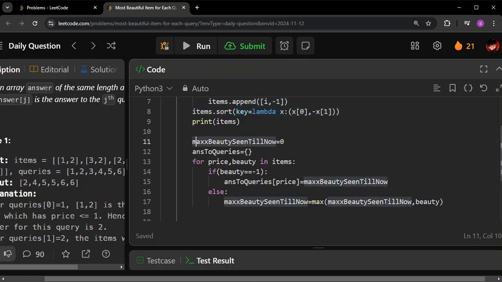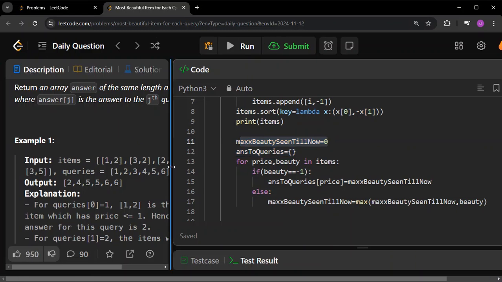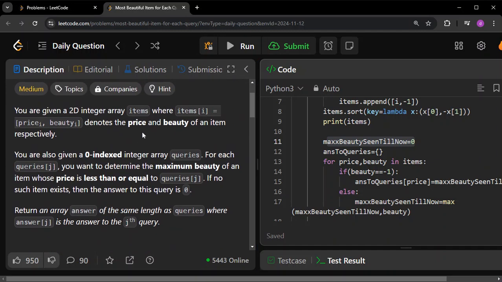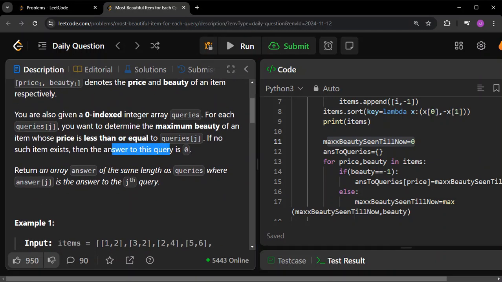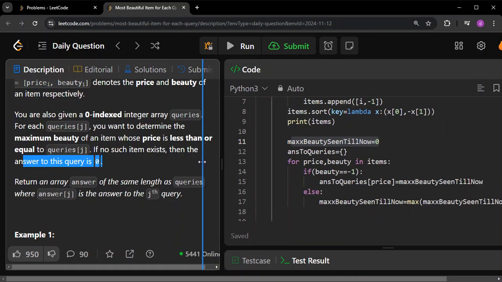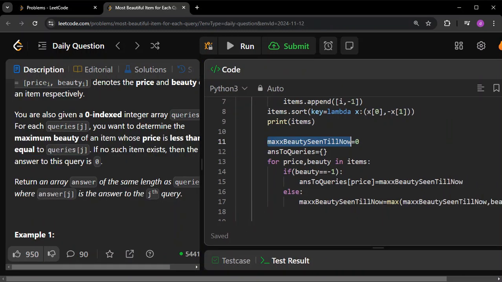First of all, I will declare a value which is equal to 0. Why equal to 0? Remember, if they have mentioned that if a value doesn't exist, I have to return 0. That is the reason why I am starting this value with 0. Max beauty seen till now is the name of that. I am going to store the answer.